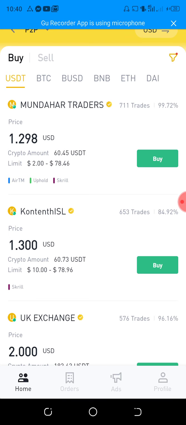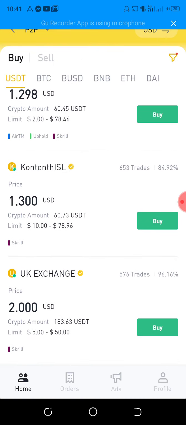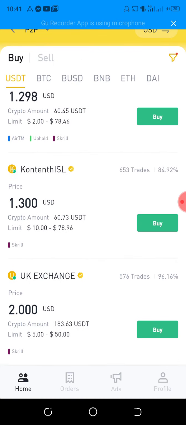So let me show you how to buy. Let's say I want to buy this one, but I will not be in profit if I buy for 1.3. Some people are even selling for 2.0. So you have to look at the rate. Don't just say that you want to sell, because this amount that is showing here will be divided.